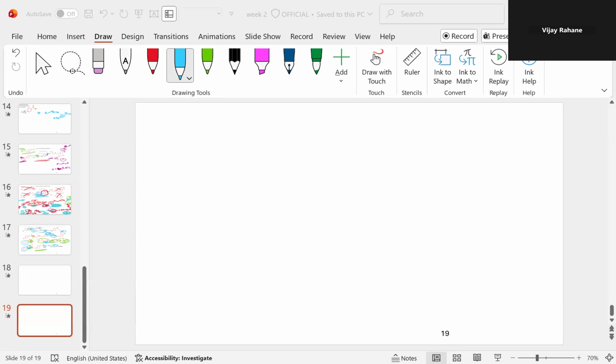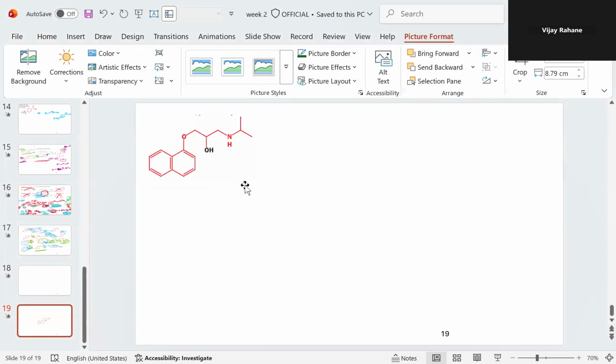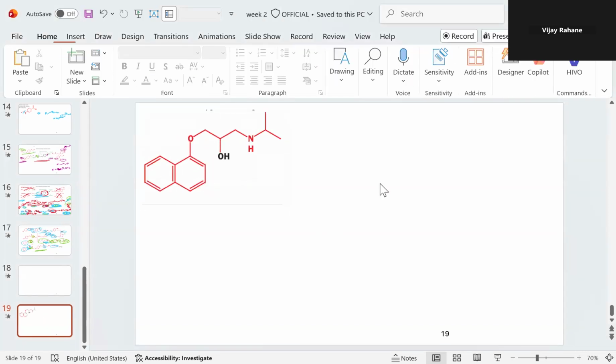Okay, so we have one target molecule, and we'll see how we can do the synthesis of that molecule. So this is the target molecule, and just try to do the disconnection on this molecule.